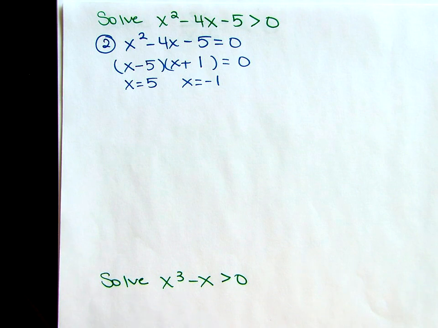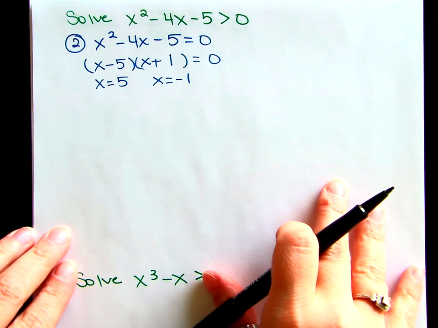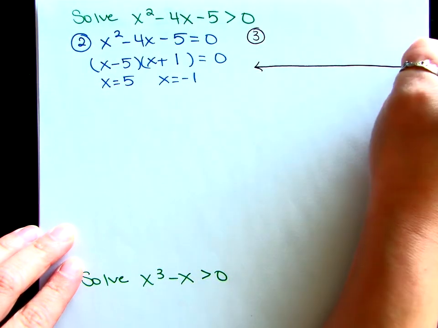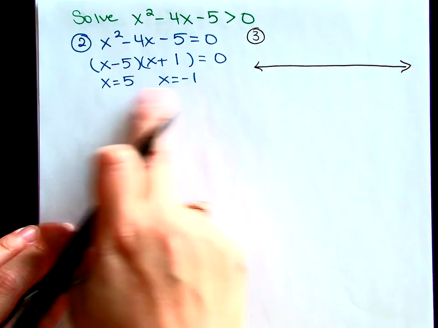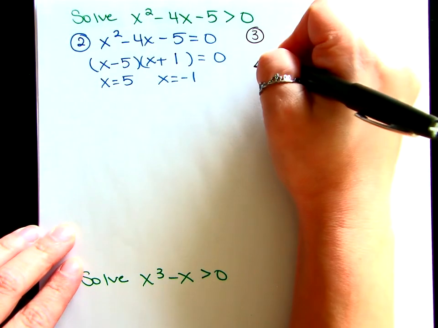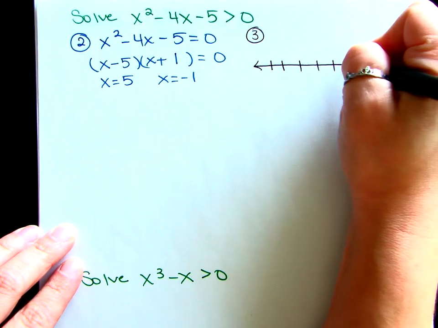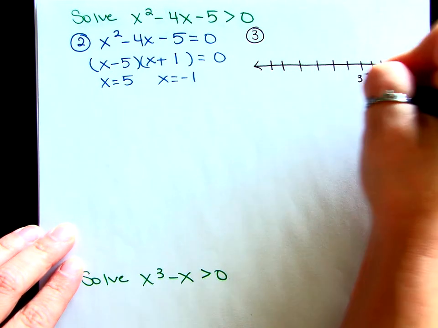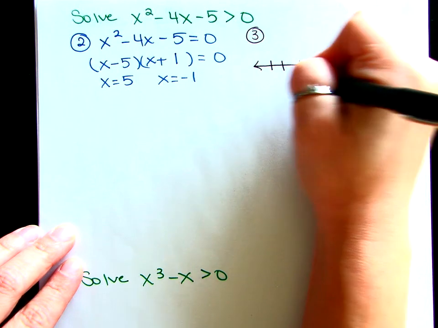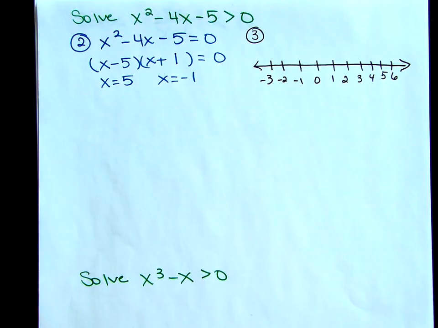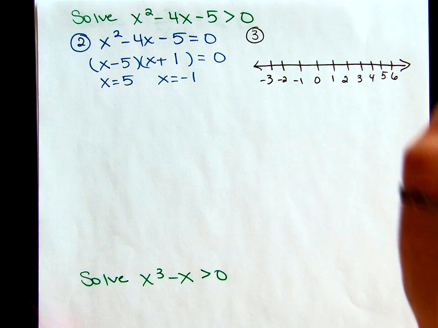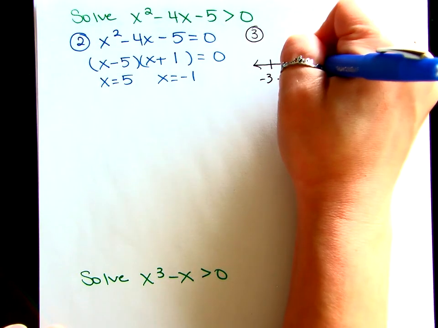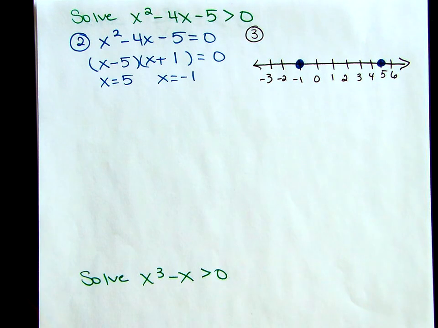So now what I'm going to do is draw a number line. This is step 3. Draw a number line. I need -1 and 5 on there, so I'm going to go -3, -2, -1, 0, 1, 2, 3, 4, 5, 6. Like that. Make a number line. I'm going to stick x equals 5 on there. I'm going to stick x equals -1 on there. So I've plotted my boundary points on my number line.